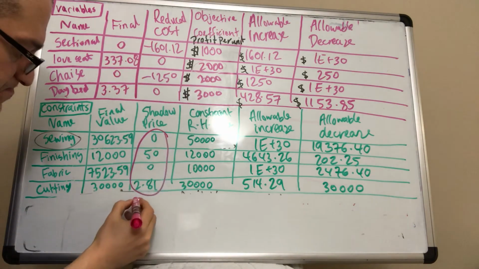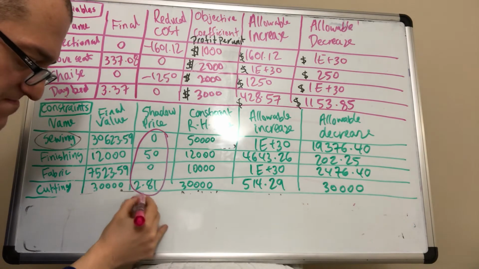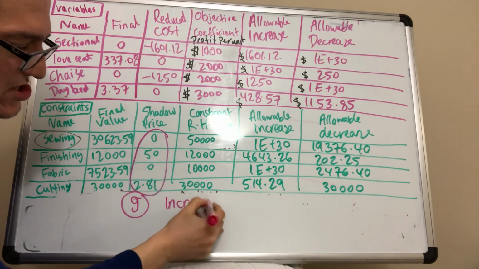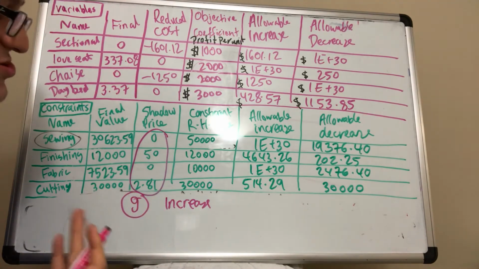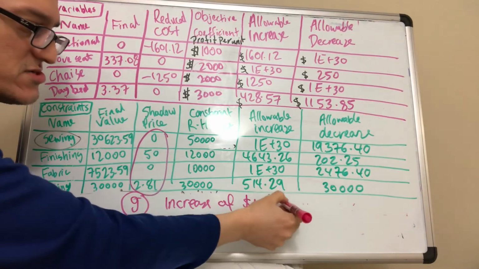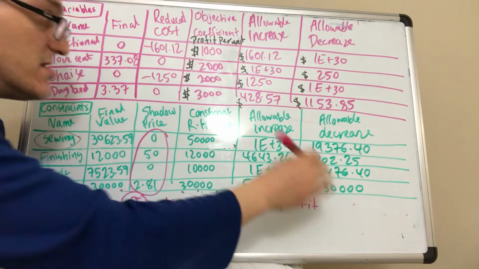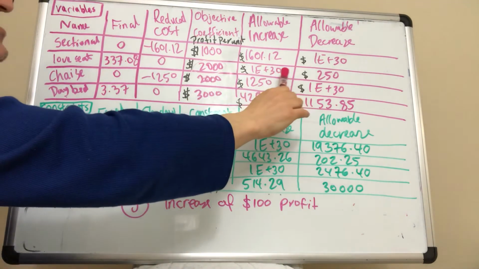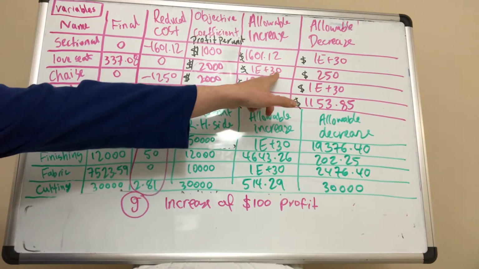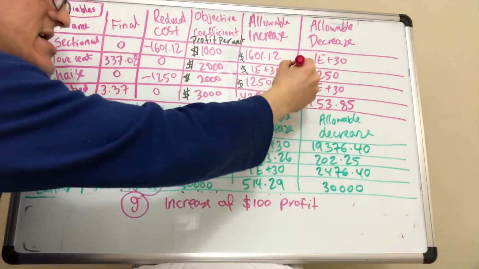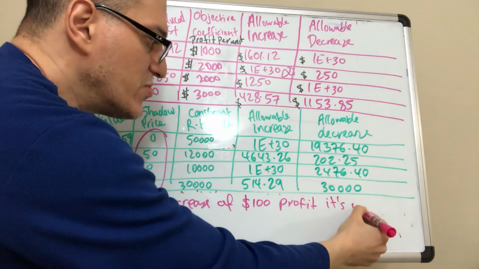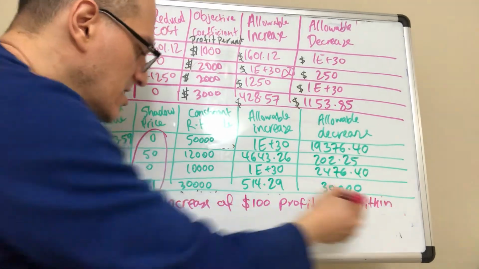We check. This is G. If you go from 2,000 to 2,100, there is an increase of $100 profit. And the increase of $100 is just within allowable increase. E plus 30 means infinity. You can increase it by infinity. So it's within allowable increase.